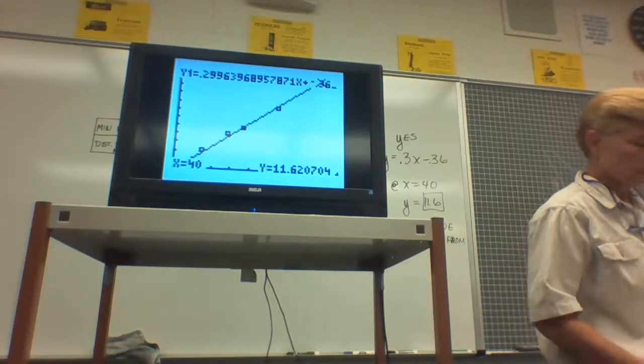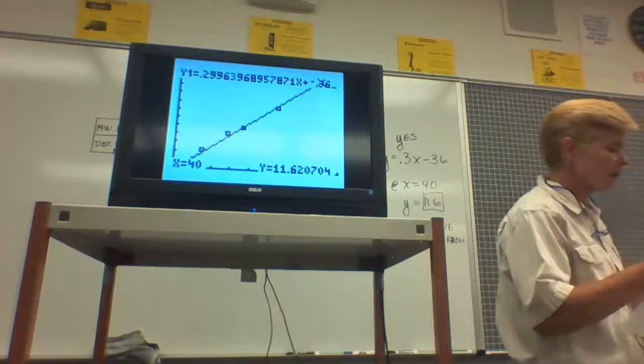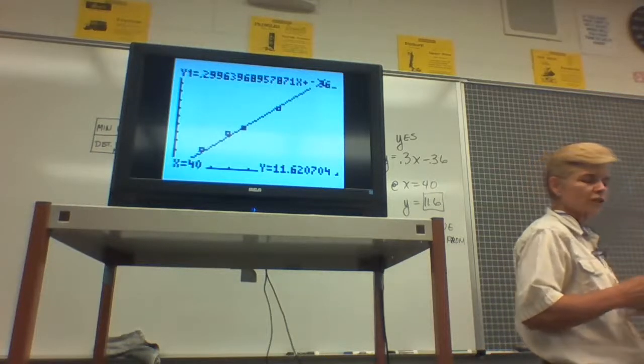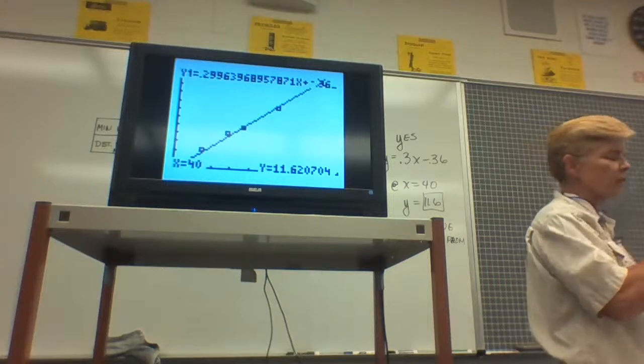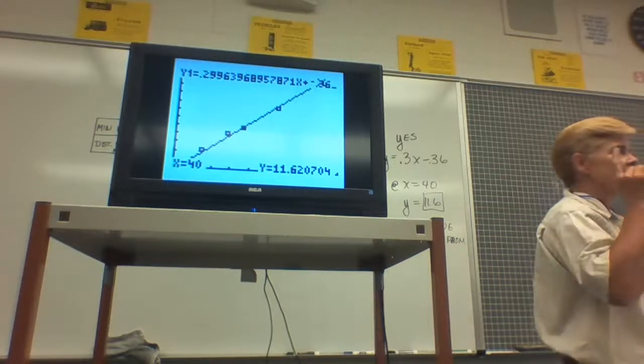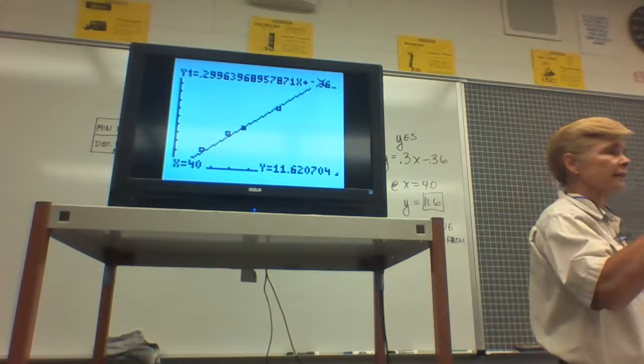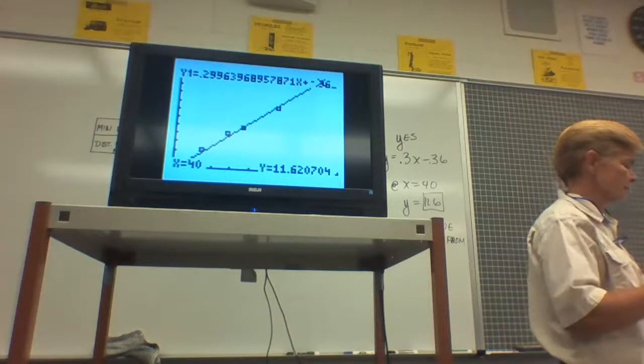Okay? The very next problem is like unto it, and I'm not going to do one for you. There's another problem where you have to start from scratch and put information from a table into your calculator, decide if it's a linear fit. If it is, give me the line and make a prediction and explain it. So there's another one just like it.